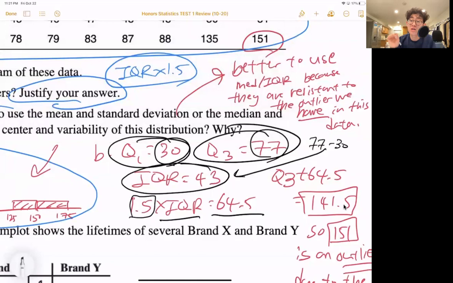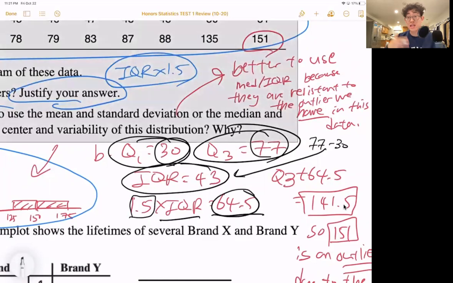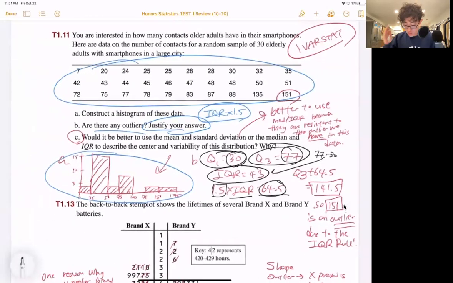1.5 times IQR. That magic number, I am not even going to tell you. You better memorize that. 1.5 times 43 is 64.5. With that number, what you need to remember is that anything beyond 64.5 from quarter 3, or anything below 64.5 from 30, which gives you a negative number, makes no sense. So the only thing I really have to consider is adding 64.5 above quarter 3.